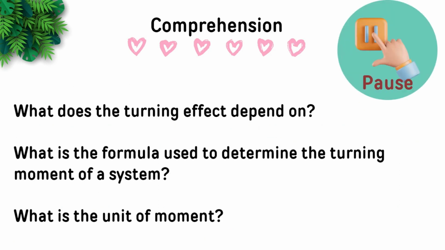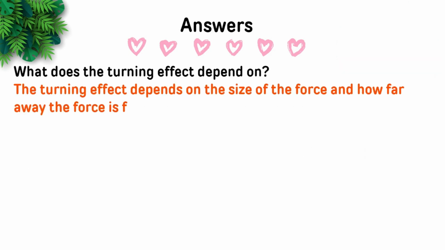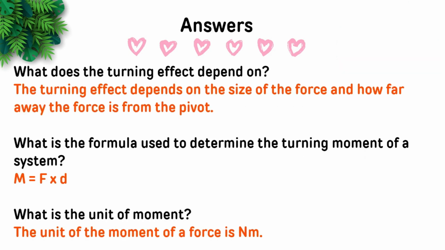Comprehension. What does the turning effect depend on? What is the formula used to determine the turning moment of a system? And what is the unit of moment? The turning effect depends on the size of the force and how far away the force is from the pivot. The formula for the moment of a system is equal to force times distance. The unit of moment is the Newton meter.